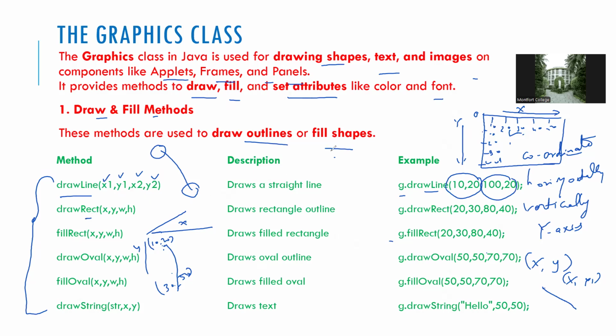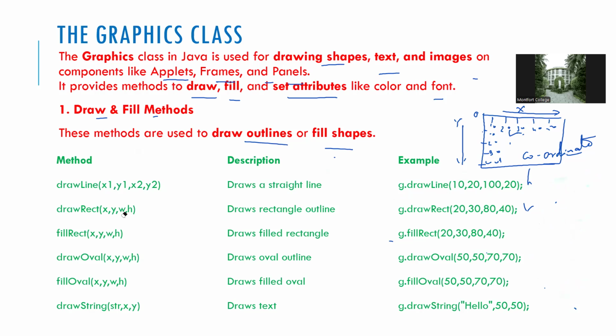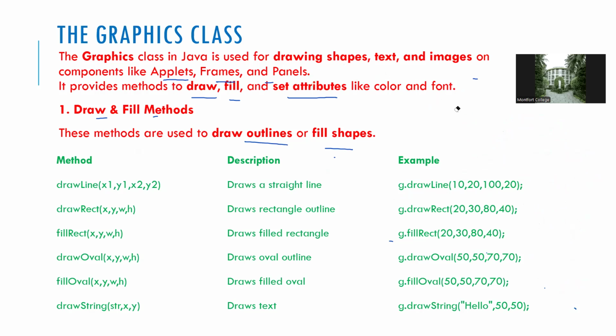For a rectangle, we need the starting point, x-axis and y-axis. Then we have to give the height of the rectangle and the width of the rectangle. So four values are required for a rectangle. When you are taking a square, also four values are required. When you take a complete circle, for that also we need width and height.